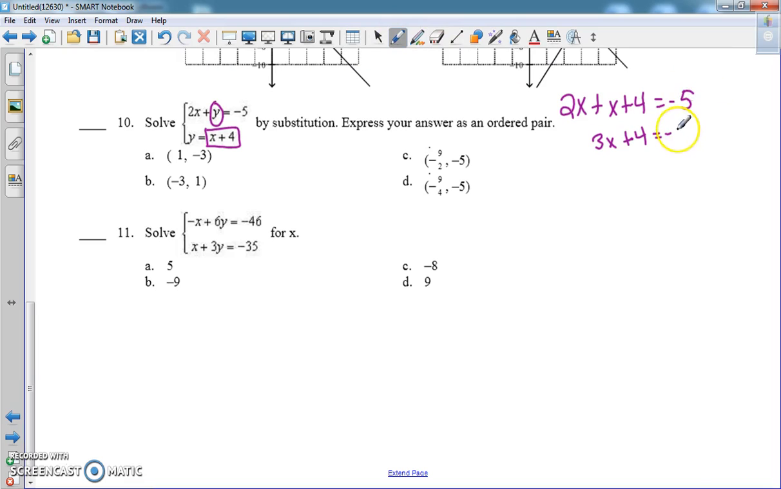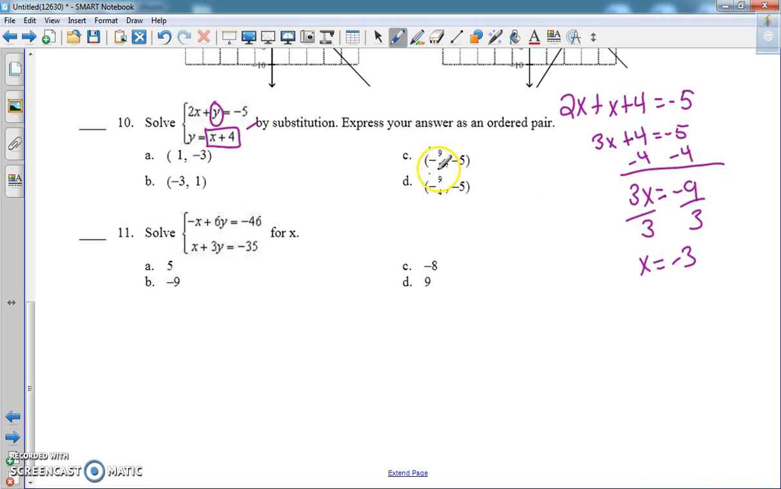Negative 5. Alrighty. Now we're ready to go. We're going to subtract 4, since that's the opposite of adding it. We're going to end up with 3x equals negative 9. Divide by 3, since that's the opposite of multiplying. And x is going to equal negative 3.